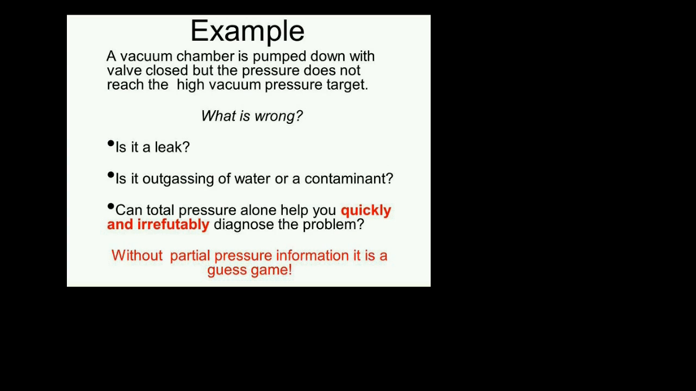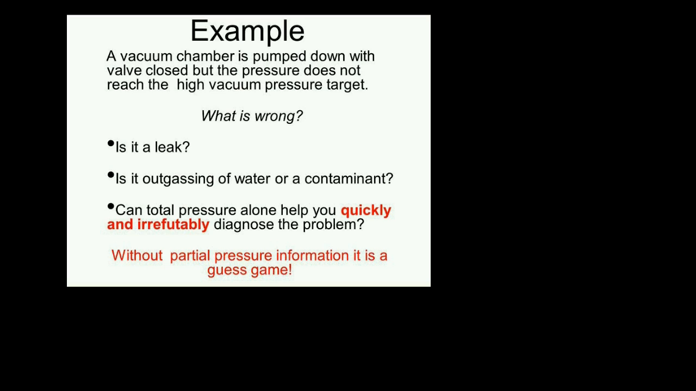If, on the other hand, we had a residual gas analyzer in this chamber, we could go ahead and run the analyzer and collect spectra. If it were a leak, we would immediately see air peaks, nitrogen and oxygen, inside the system, and we would be able to determine that it's a leak, and we would go ahead and start doing leak detection with the same residual gas analyzer by spraying helium on the outside.